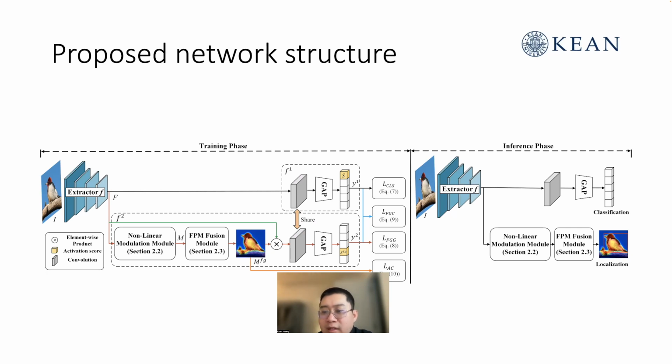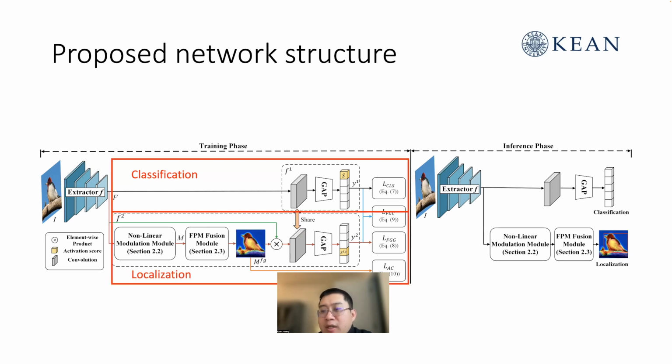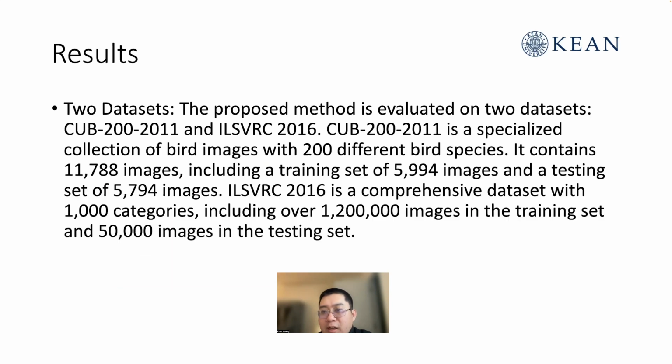Majorly, the first one is for the classification, and the second one is for the localization. In the localization branch, in order to refine the FPMs, we propose two modules. The first one is the NLM module, and the second one is the FPM fusion module. Because of the time limitation, I will not include them here.